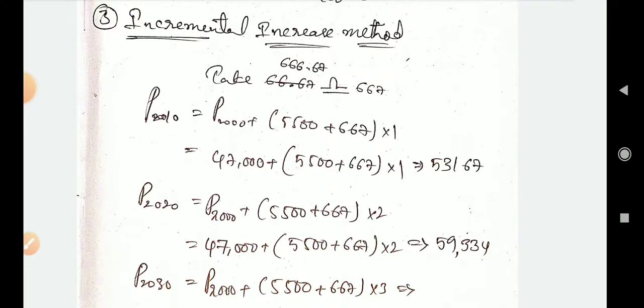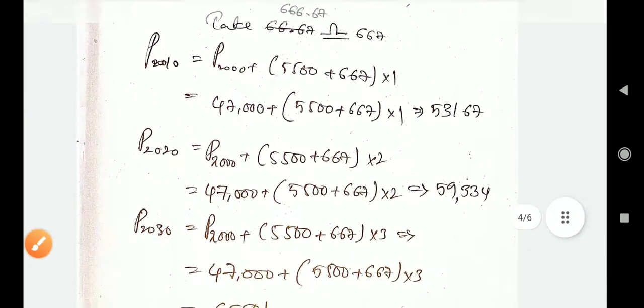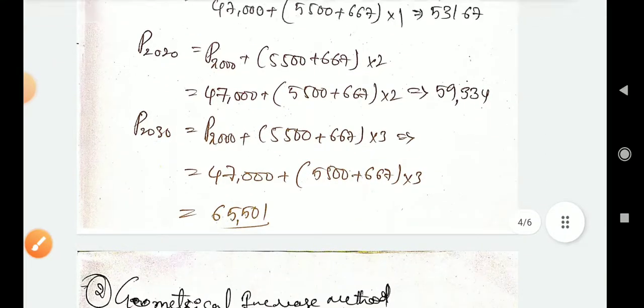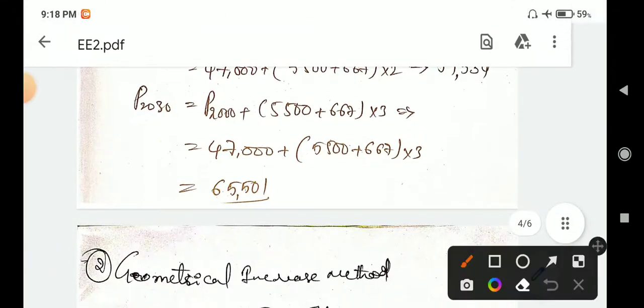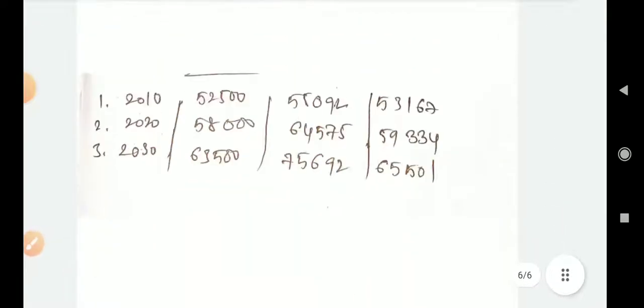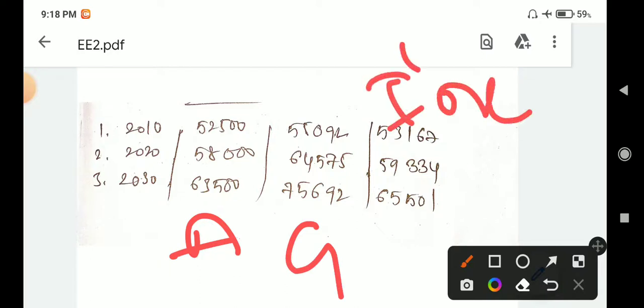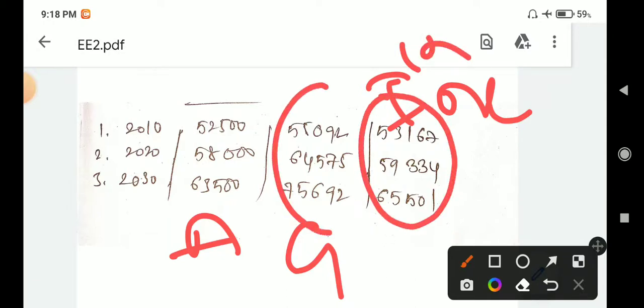Then 47,000 plus 5,500 plus 667 into 1. The first decade gives 53,000, the second 59,000, and the third 65,000. It is a formula-based problem. This is a chart of the arithmetical, geometrical, and incremental increase methods. The three values are given below.